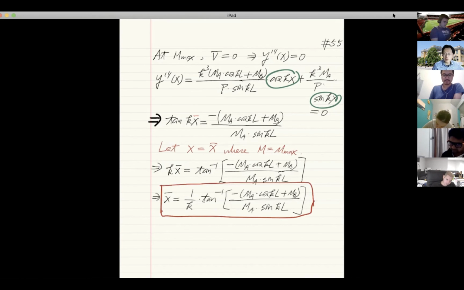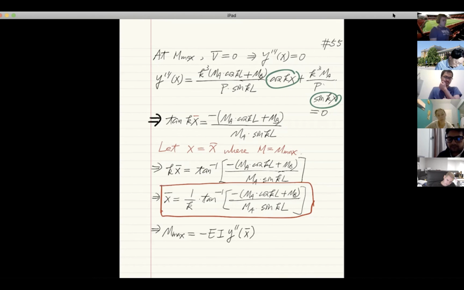So this will tell you how we find the maximum moment. Once you find this, as long as you know the values of MA and MB, you plug them in, then we can know x bar, right? So once you found x bar, how do you do it? You plug x bar into the expression of y double prime, the second order derivative. Then you can find the maximum moment. Therefore, here you can say that the maximum moment will equal negative EI times y double prime at x bar. You already have the expression of y double prime, so that's how you can find the value of the maximum moment.